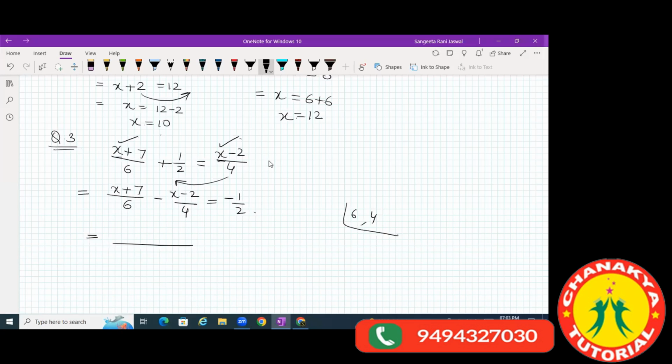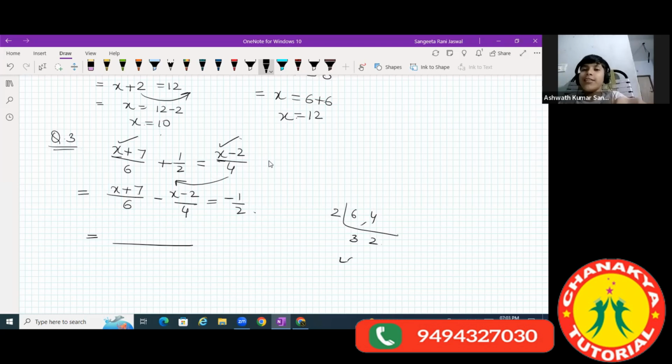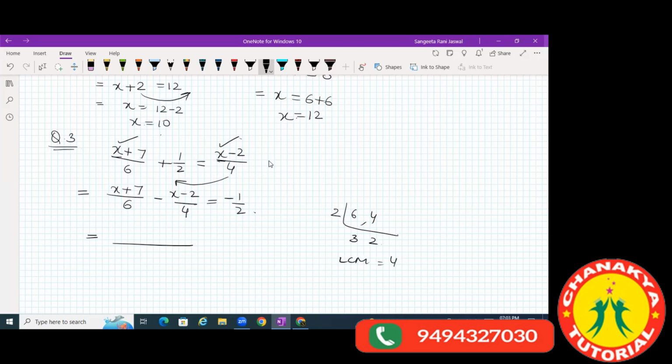Take the LCM. 4 3s are 12, 6 2s are 12. Yes, ma'am, 12. LCM is 4 into 3, that's 12.